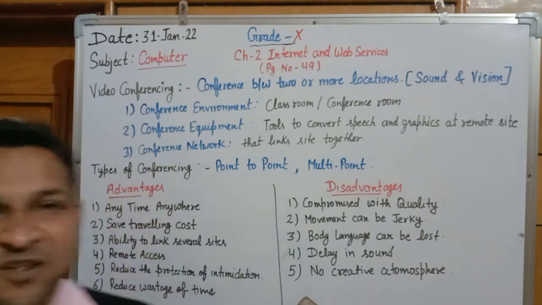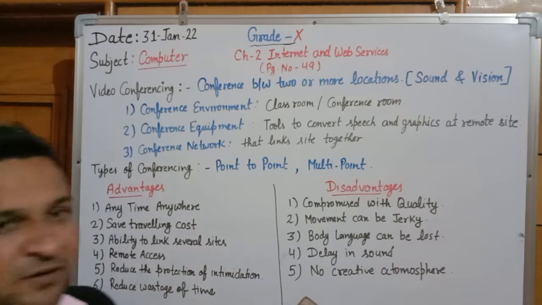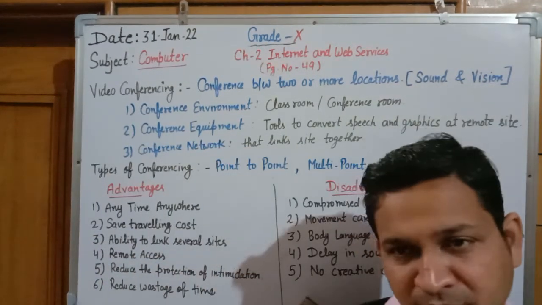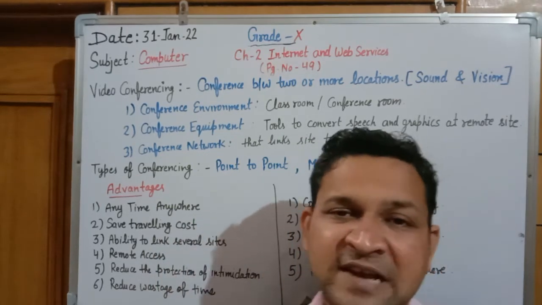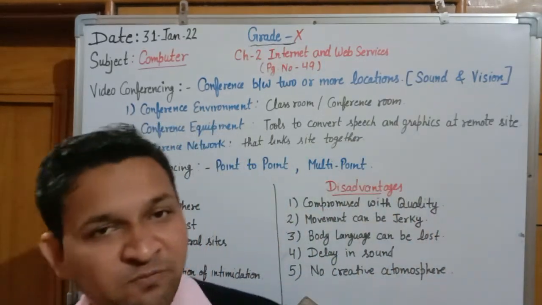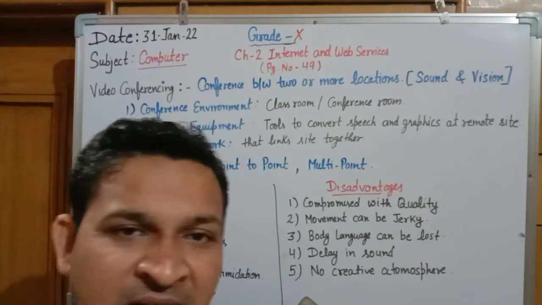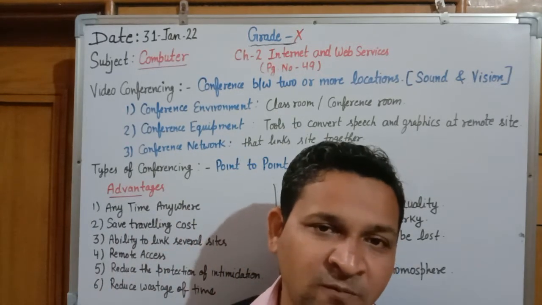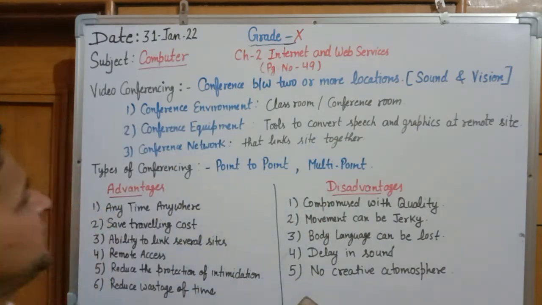Step 1 is the video conferencing environment, step 2 is conference equipment, and step 3 is the conference network. Conference environment means a location where we can conduct a meeting. It can be either a classroom or a specific conference room. Second is conference equipment. Equipment means the tools which are required to communicate, like a computer system or laptop, a webcam, and an internet connection. All such tools are part of the equipment.